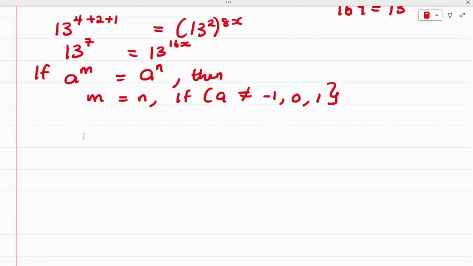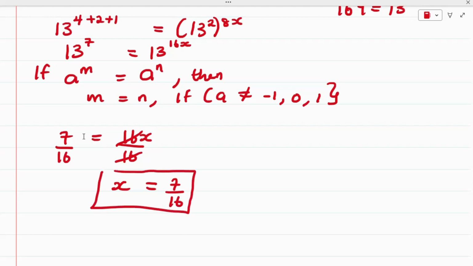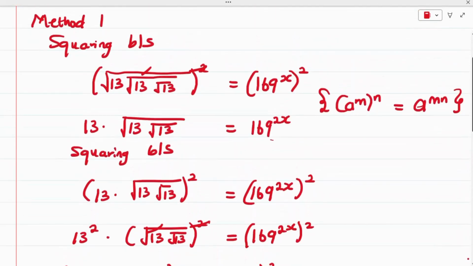So from here we can say that 7 is equal to 16x. Divide both sides by 16 to isolate x. This cancels out this, so we have that x is equal to 7 over 16, and this becomes the final answer. So right here guys, this is method 1 in solving this nice algebra problem.